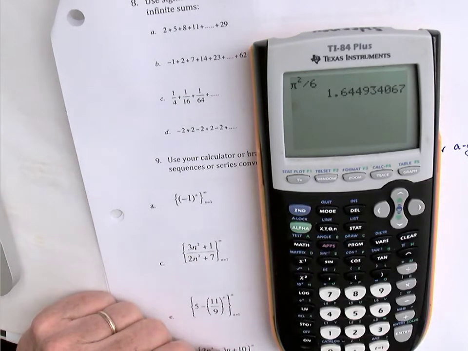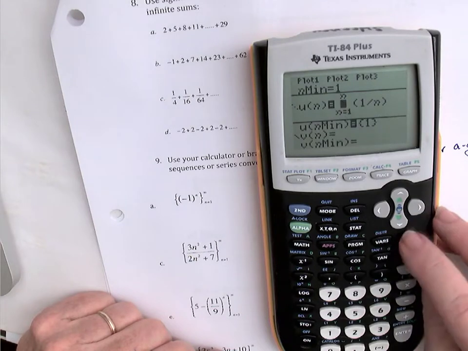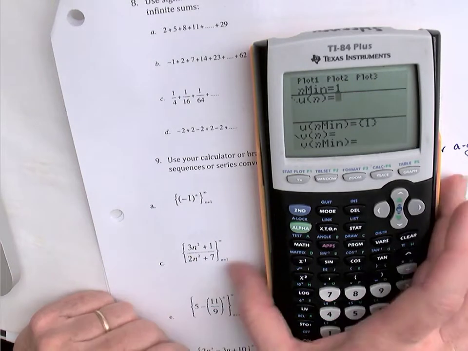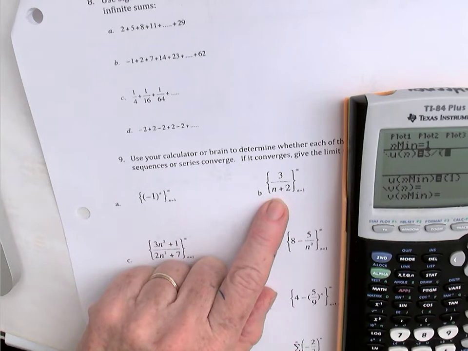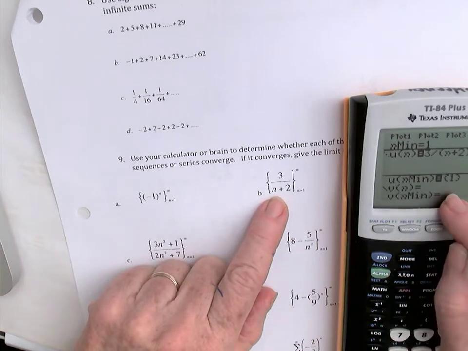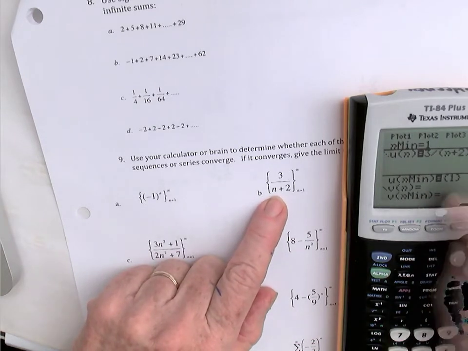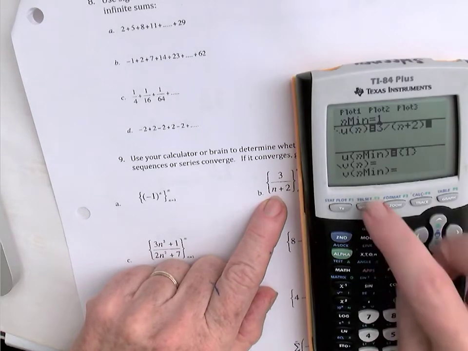And when I go to my y is equal to, this is a little surprise here, I'm just going to type in my function. So that's 3 divided by parentheses n plus 2. And n min is 1, and u of 1 is, let's see, that would give us 1, right? 3 over 3. So when I go to look at the graph of this, I'm just going to check my window.